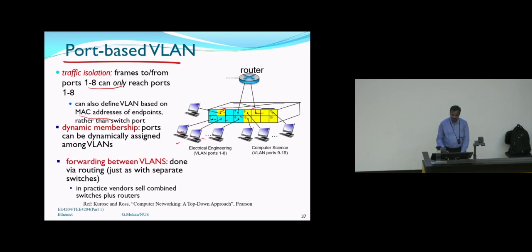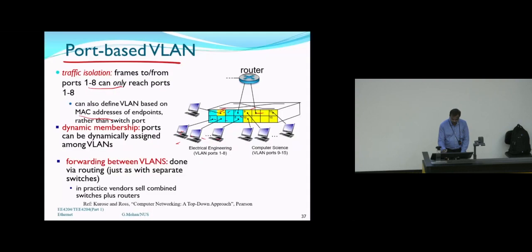Forwarding: how do we forward data from one LAN to another LAN, blue LAN to yellow LAN? We need a router to forward it from this virtual LAN to this virtual LAN. Otherwise, the traffic will go only among themselves, 1 to 8 here, 9 to 16. We need a router, but the purpose of that router here is to forward only from blue to yellow or yellow to blue.